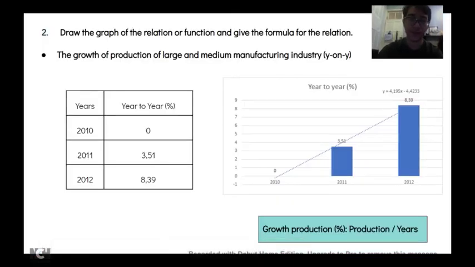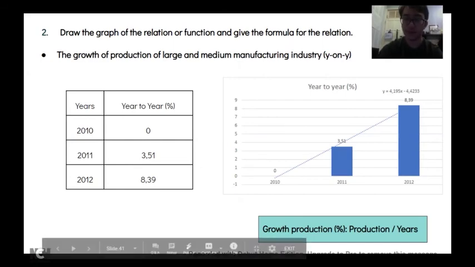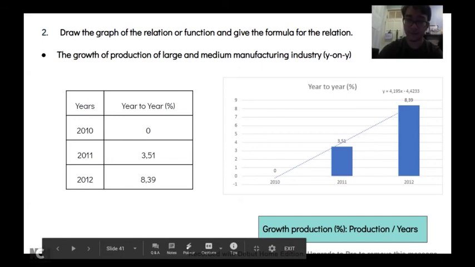As we can see from the graph, the growth of production of the large and medium manufacturing industry from year to year, from 2010 to 2012, shows a significant increase. From 2010 to 2011 it increased about 3.51%, while from 2011 to 2012 it increased about 4.88%. We can use the formula for growth of production per year.